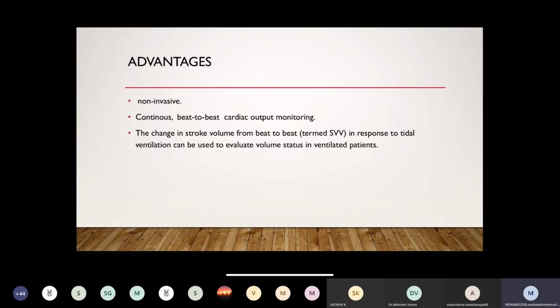Advantages: it is non-invasive. Continuous beat-to-beat cardiac output monitoring can be done. The change in stroke volume from beat to beat in response to tidal ventilation can be measured to evaluate volume status in a ventilated patient.